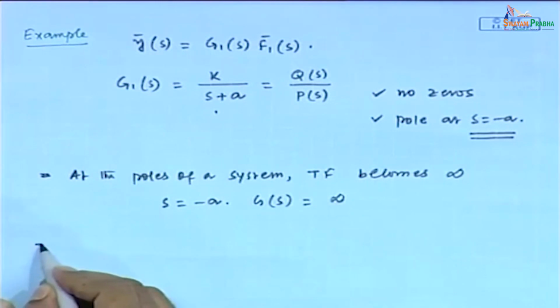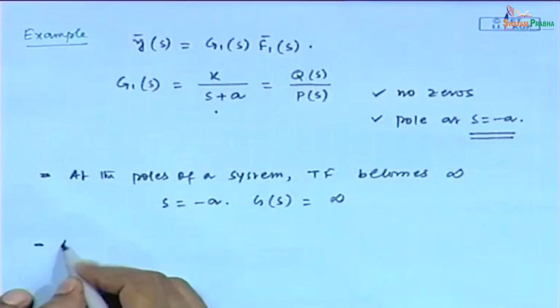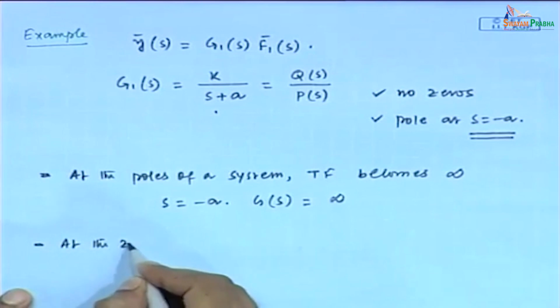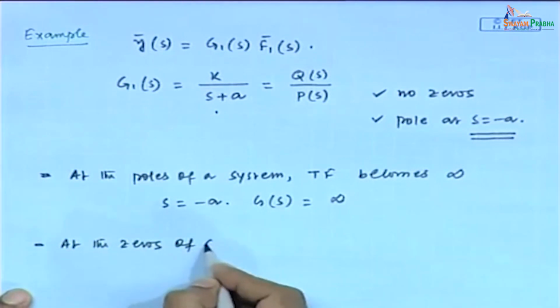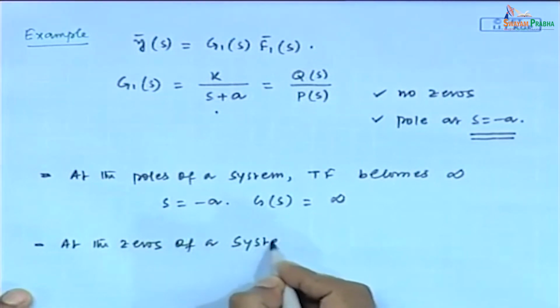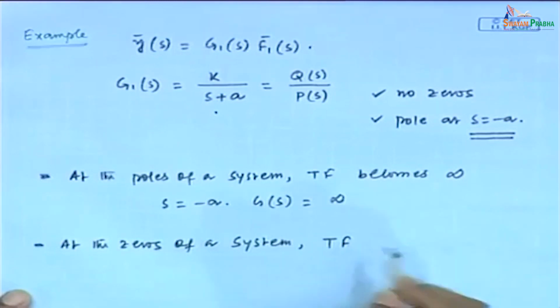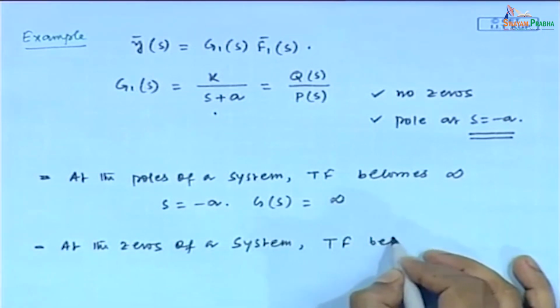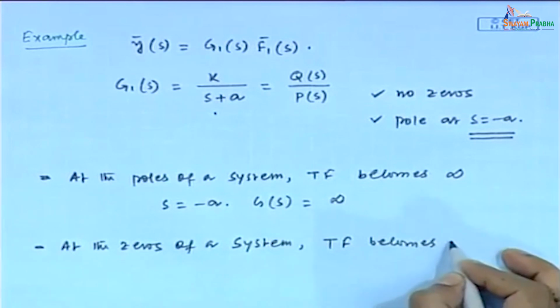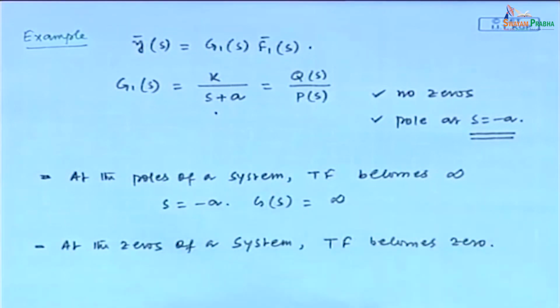But in a similar way we can say, at the zeros of a system the transfer function becomes 0. So, these are the concepts of poles and zeros.